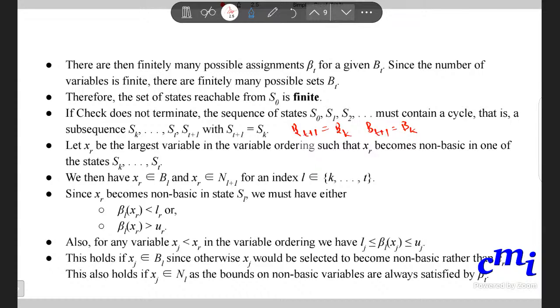So it's either lesser than LR or it's greater than UR. The beta L of XR is either lesser than LR or greater than UR. Is that clear, Harsh? Yes, sir, it is clear. We are just going to now prove that there are no cycles.